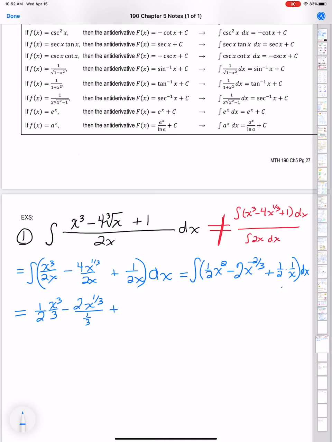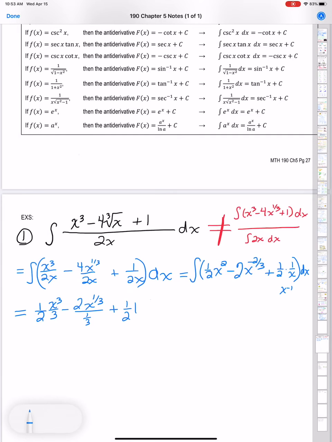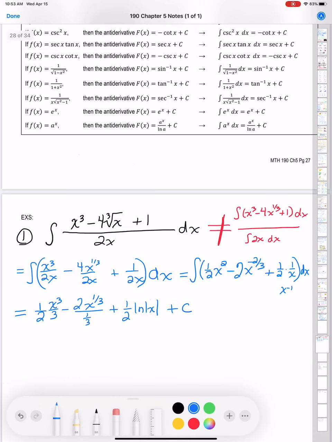Now, if you initially were thinking of this x as an x to the negative 1, that's fine, but the minute that you find yourself saying x to the 0 divided by 0, that will remind you, oh yeah, this is the one time when it's not a power rule situation. This antiderivative is our natural log of the absolute value of x, and we're not evaluating between limits of integration. So in this situation, we always need this plus c.